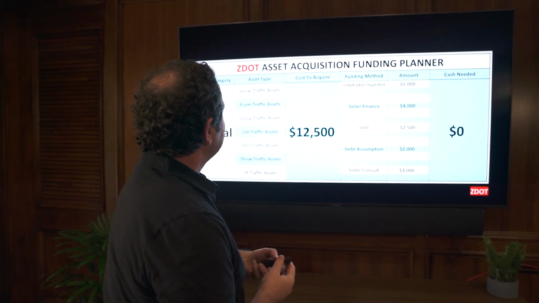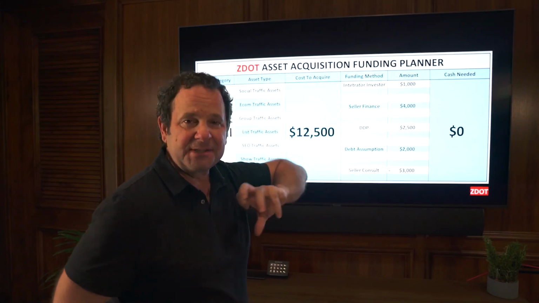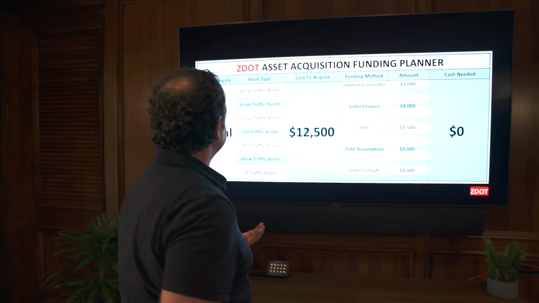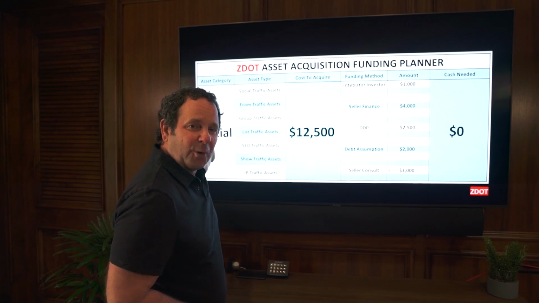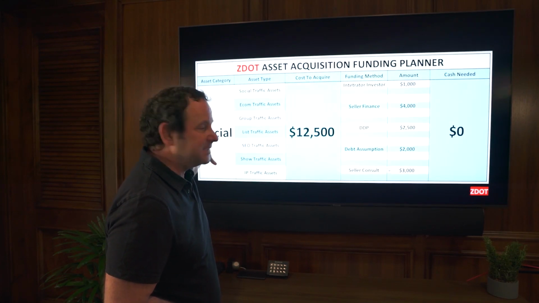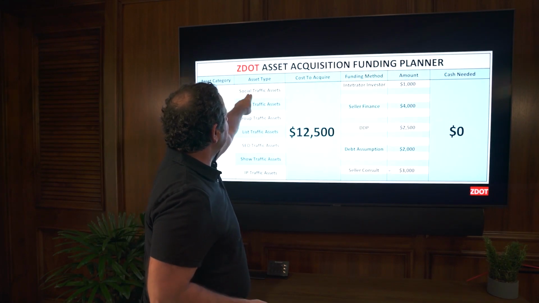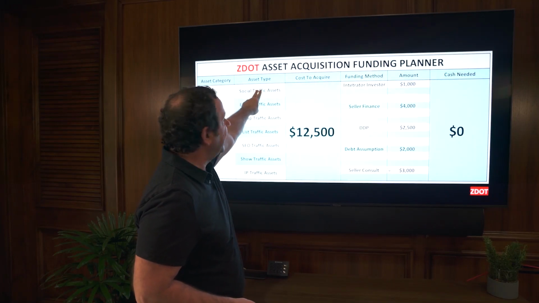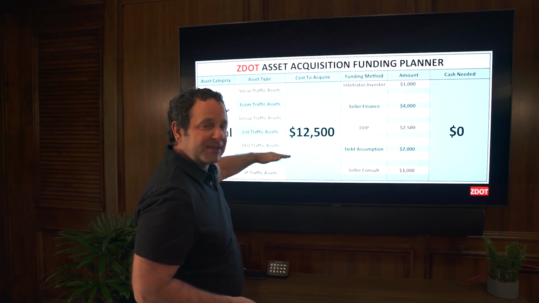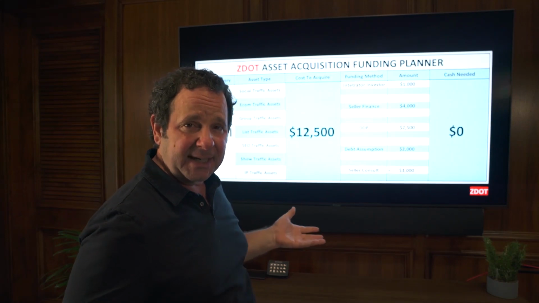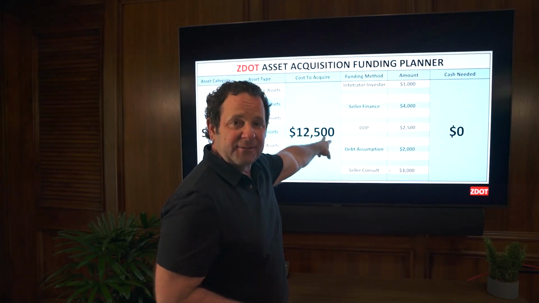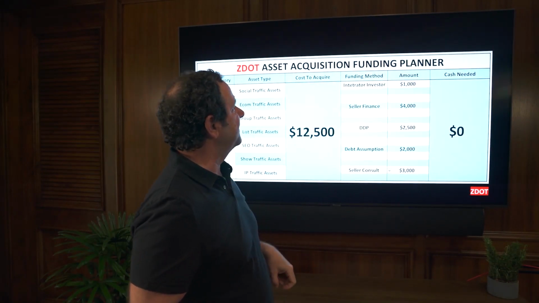And this is a series of calculations and drop downs to look at a particular asset. So you might pick one of the 7 categories here. In this case, it's social. And you would click on the social traffic assets. It would drop down all of the different assets. Maybe we pick Facebook page. The cost to acquire, you enter here. Let's say it was $12,500.